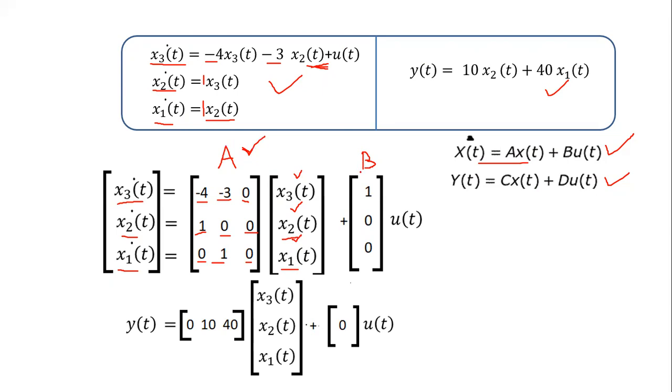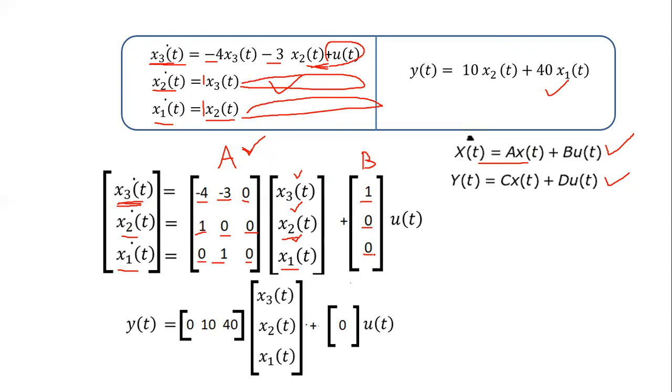And next, coming to the B matrix. How to identify the B matrix? B into u of t. Again, in these three equations, we need to cross check whether any u of t term is there or not. First we check the x3 dot of t equation. Is any u of t term there? Yes, here it is, plus u of t. That means the coefficient is plus 1. So the x3 dot of t coefficient is 1, B into u of t. Next, in x2 dot of t, we do not have any u of t term. In x1 dot of t also we do not have any u of t term. So 0, 0. That is the B matrix.